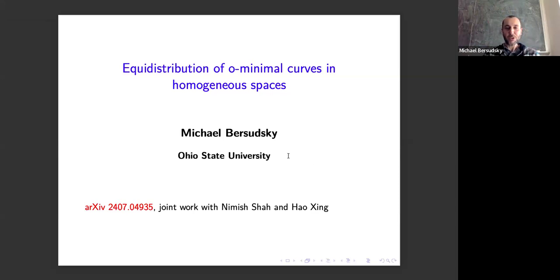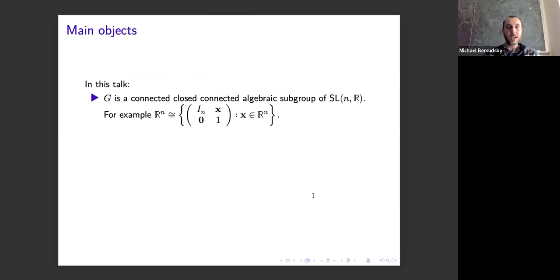Okay, so I'm going to talk about this work. It's a joint work with Nimish and Xing. Okay, so let's start. Our main objects: G is a closed algebraic subgroup of SL_n(R). A nice example is just R^n. You can always embed an algebraic subgroup inside SL_n(R), so this is pretty general.